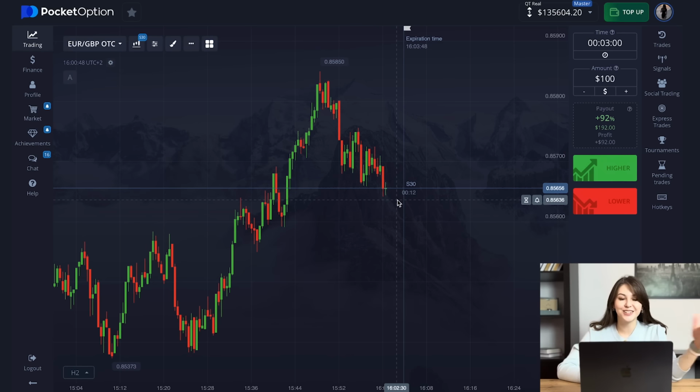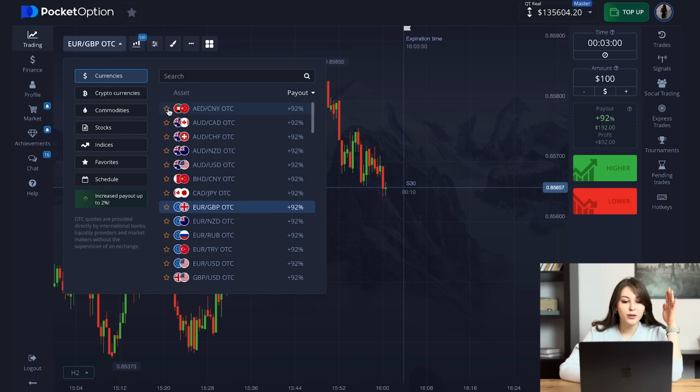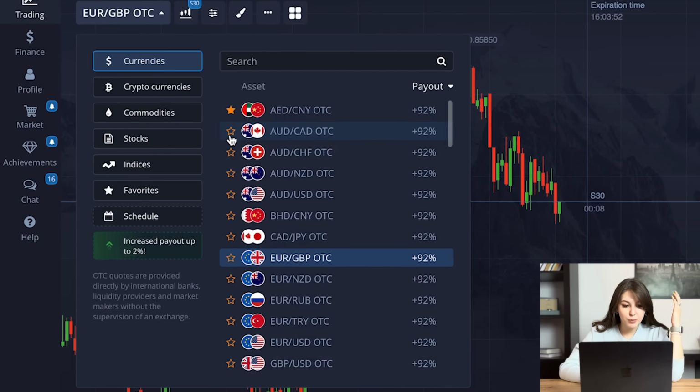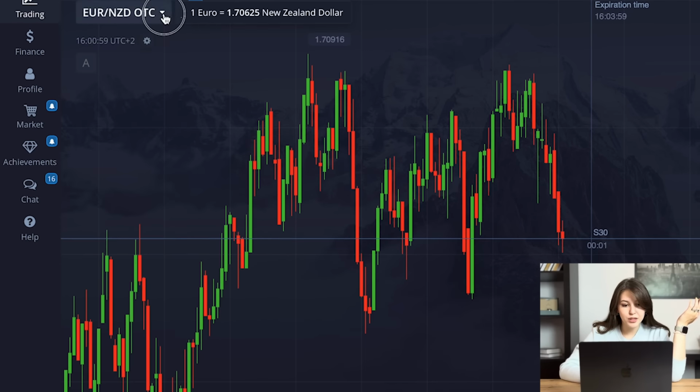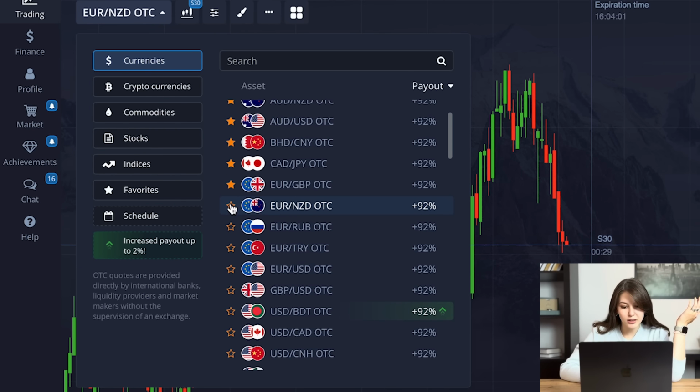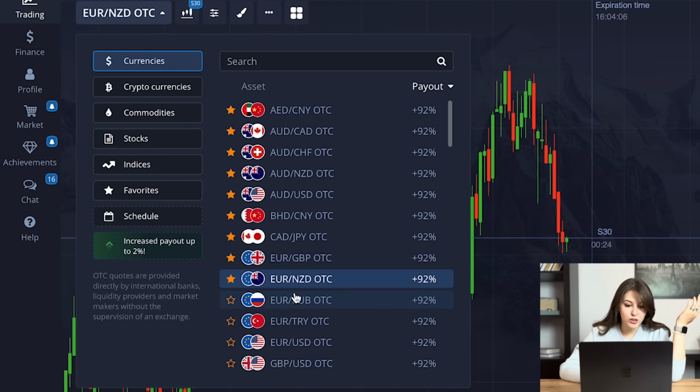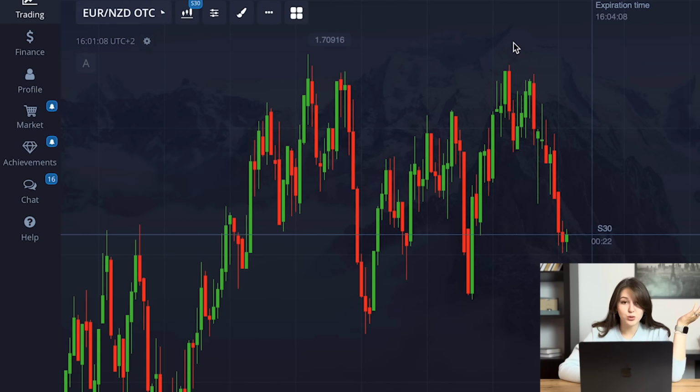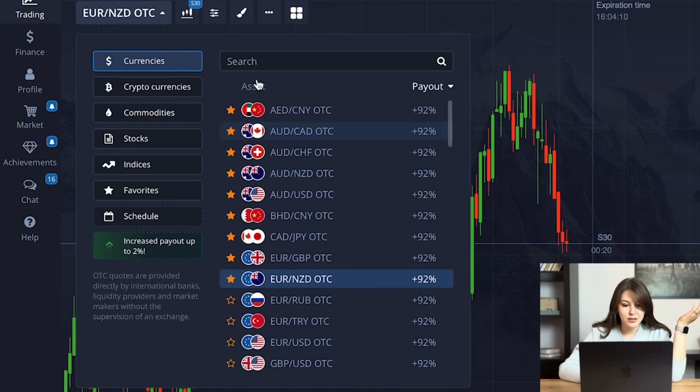So let's start as usual. We're gonna choose the assets with the biggest payout with the OTC sign. As usual, the OTC have the biggest payout, so that's why the most eligible pairs are always with OTC. It's no problem to find them in this line.